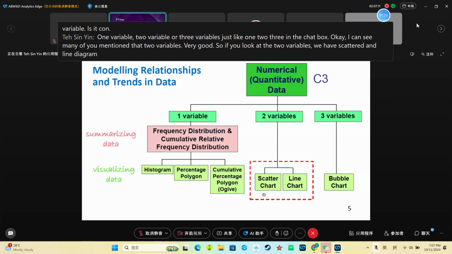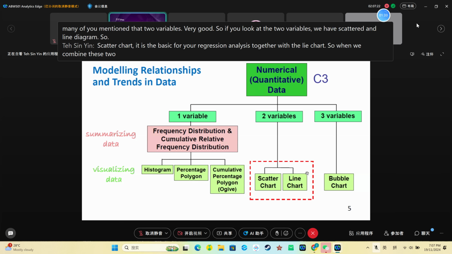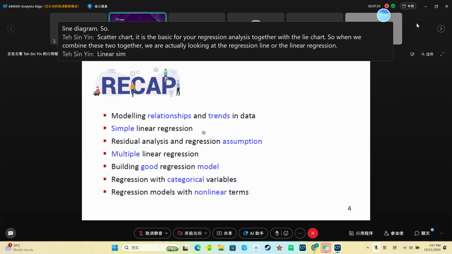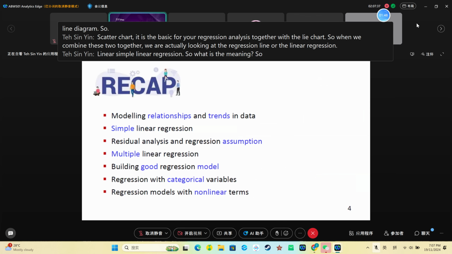So scatter chart is the basic for your regression analysis together with the line chart. So when we combine these two together, we are actually looking at the regression line or the linear regression, simple linear regression. So what is the meaning? So it is like this. Let me draw it here.